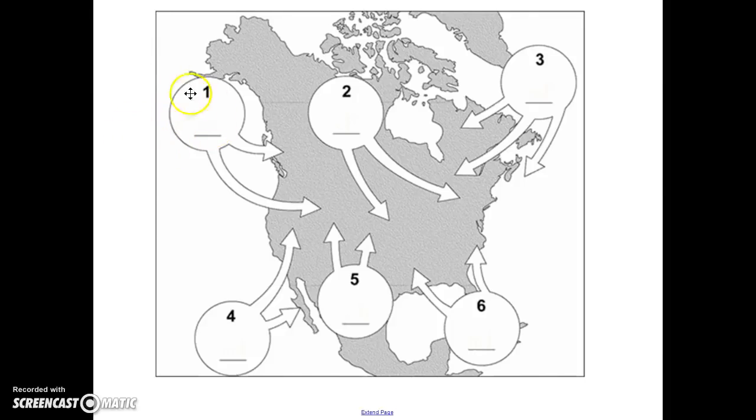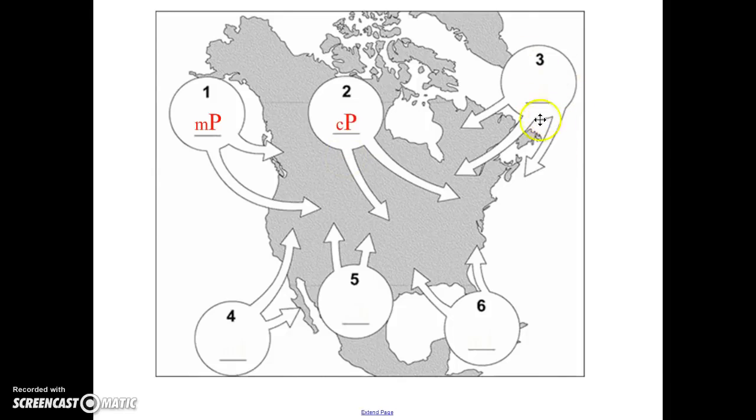Okay, so air mass number 1 is over the Pacific Ocean. It's up near Alaska. So because it's on water, it's maritime. Because it's cold, it's polar. Number 2 is on central Canada. So it's going to be dry or continental, and it's going to be cold or polar.